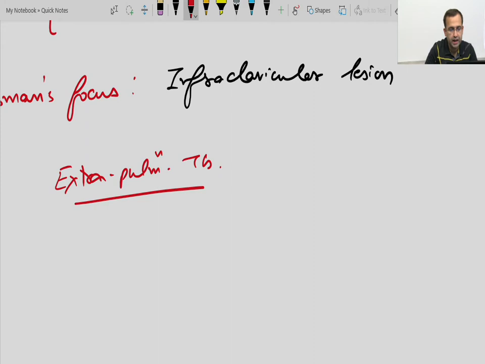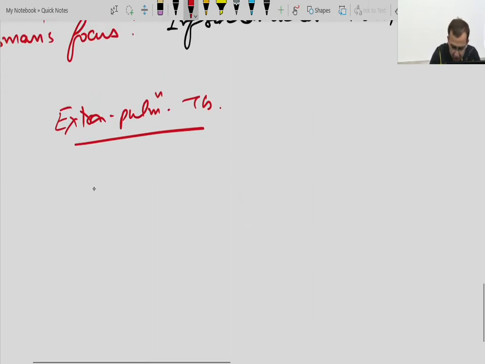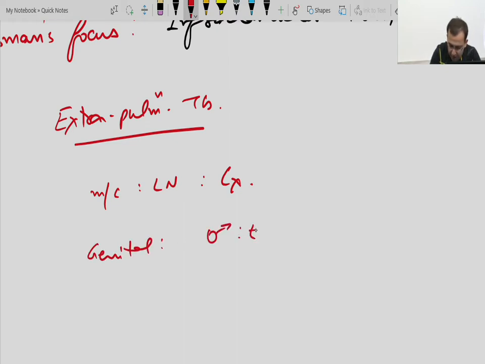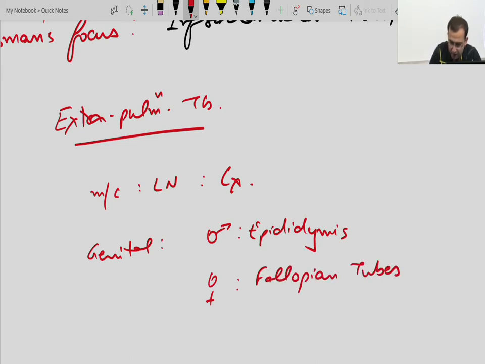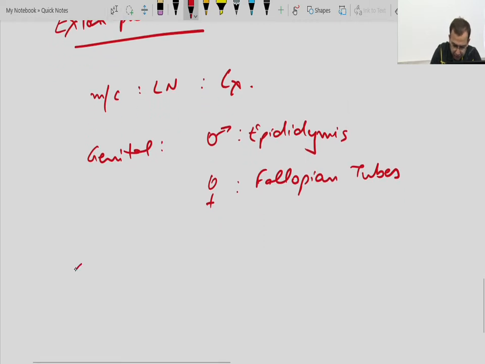So this was extrapulmonary TB. Most common site, lymph nodes. Most common group of lymph nodes, cervical group of lymph nodes. Next is genital TB. In case of males is epididymis, whereas in females is fallopian tubes. And last point is skeletal TB.